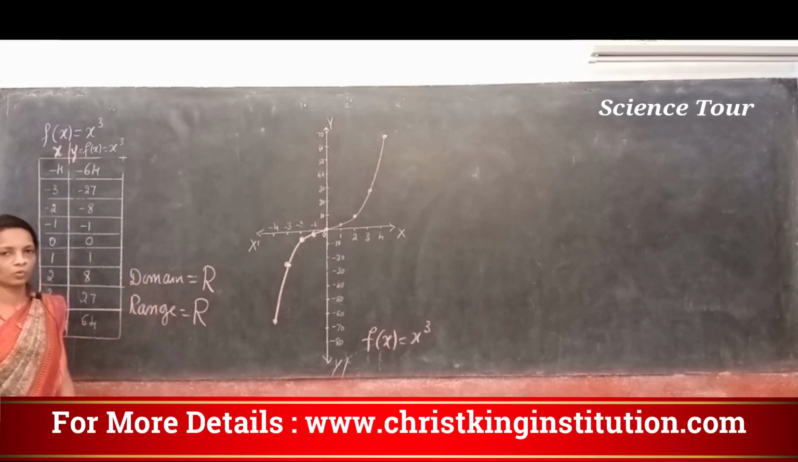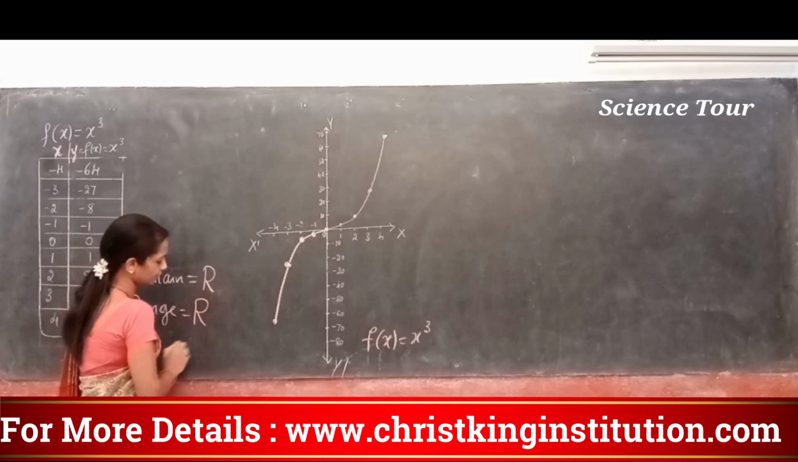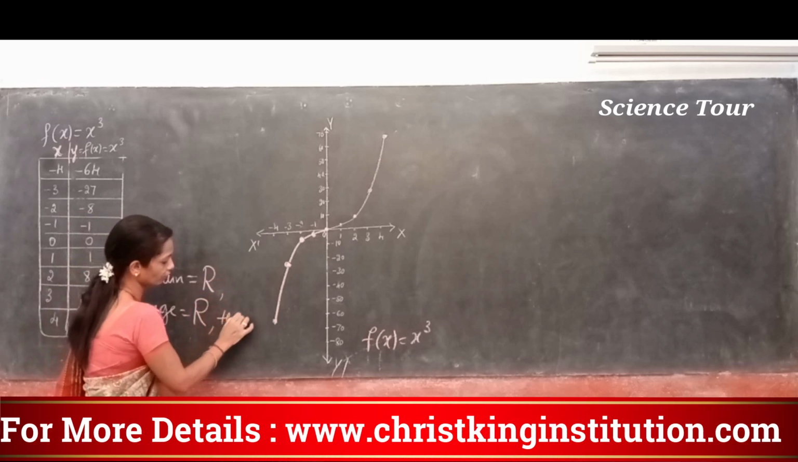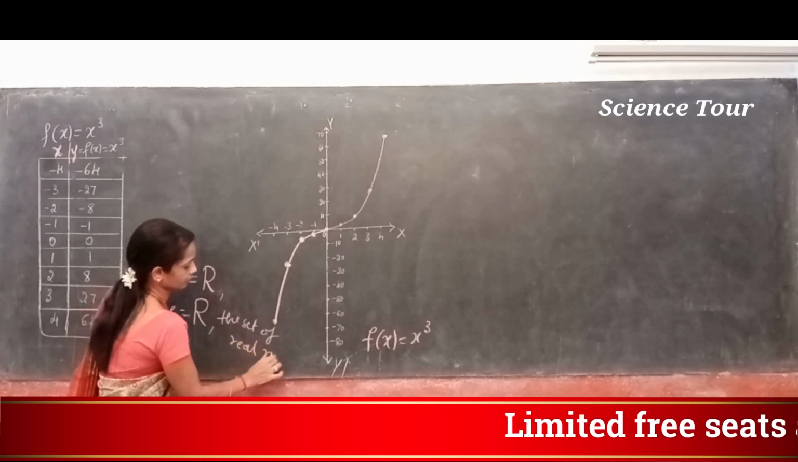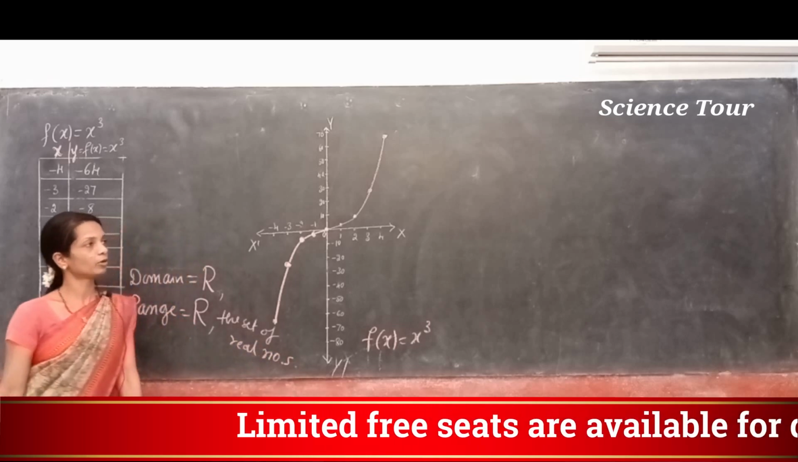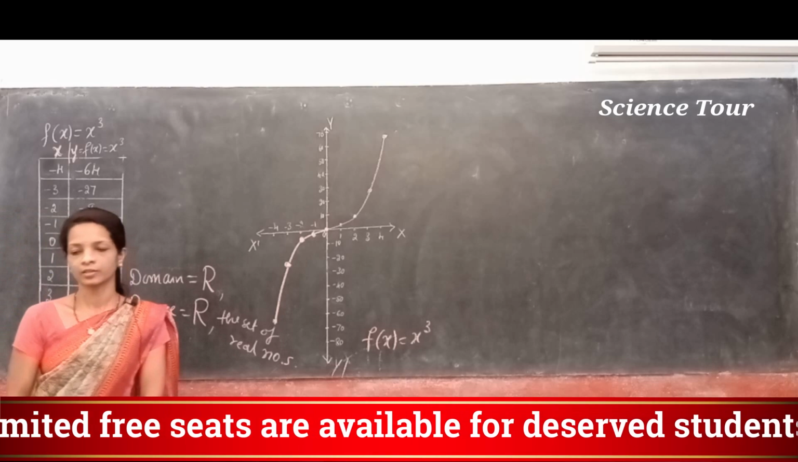So range is also what? R. And what is R? R is the set of real numbers. So this is about a polynomial function.